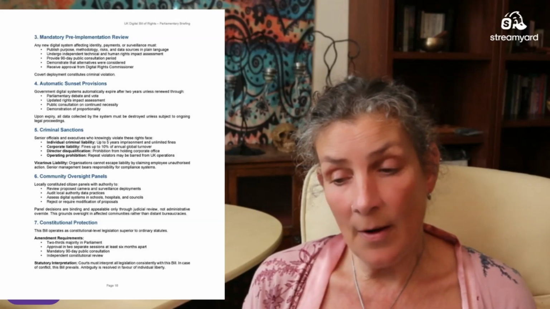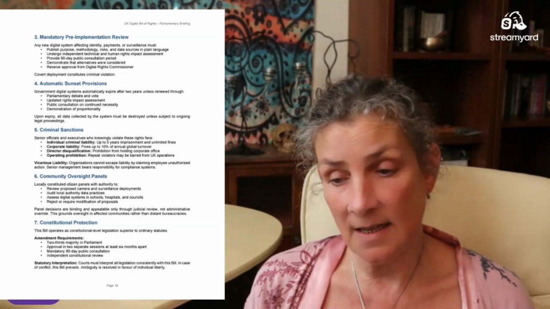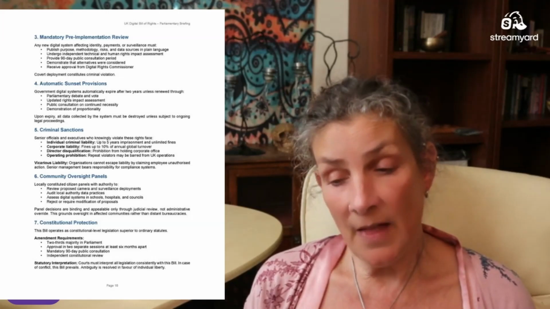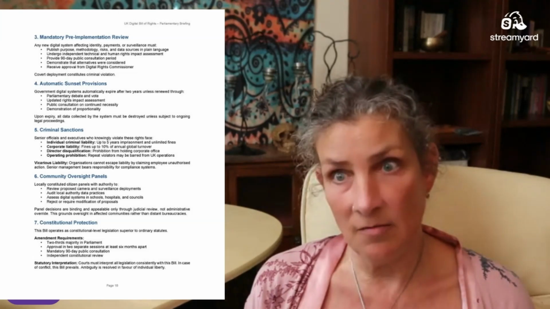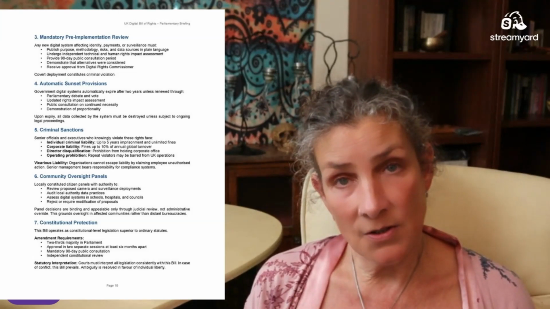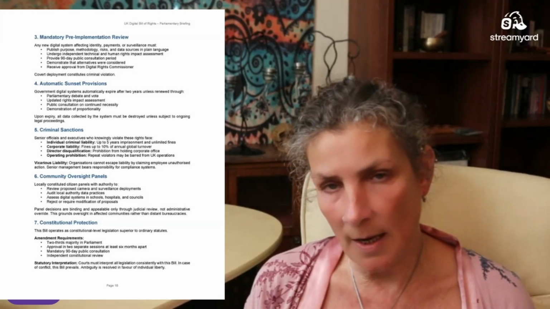So we now have 3 levels of requirements in order to make a change to the Digital Bill of Rights as it stands. So 2/3 majority in Parliament, and that would then go through 2 separate sessions in order for that majority to be right. Mandatory 90-day public consultation, so that's Parliament, that's public, and independent constitutional review as well.